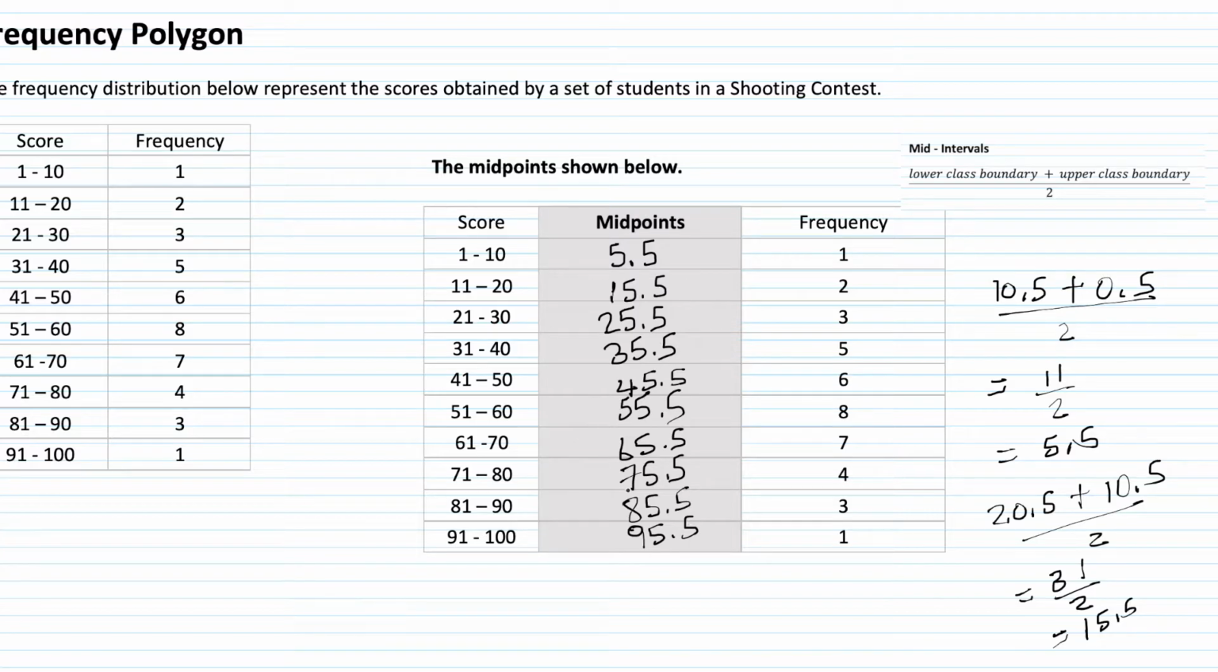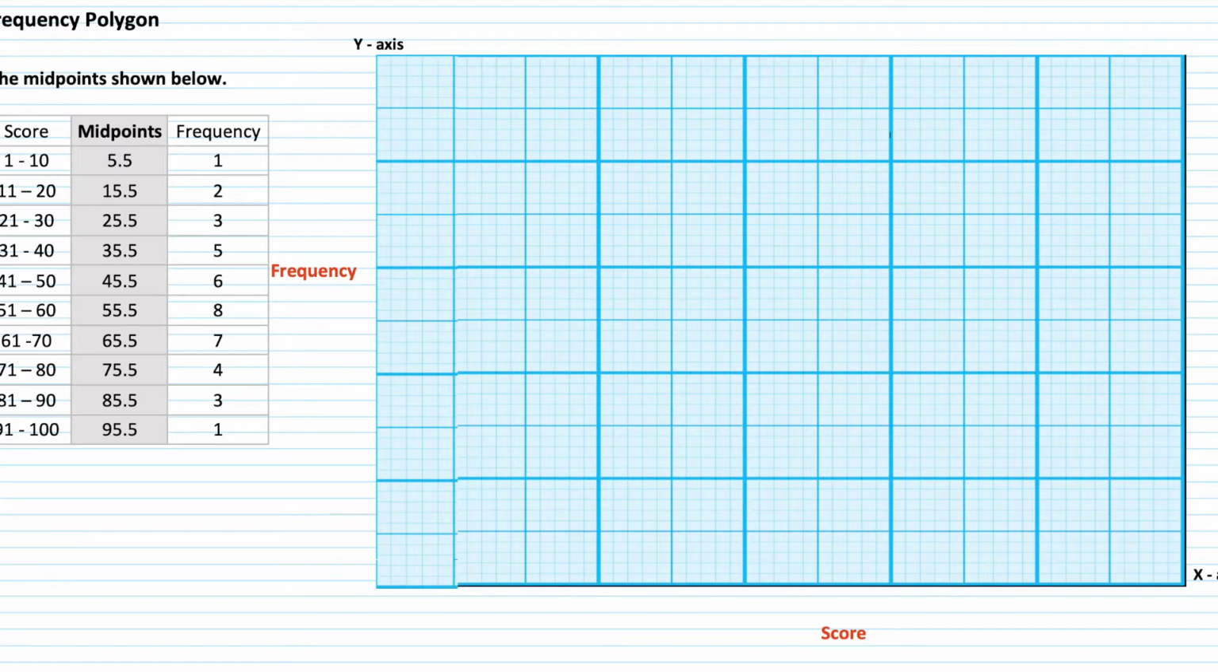So now that we have the midpoints, we can go and plot our frequency polygon using the midpoints for X and the frequency for Y on the graph sheet. Now we have to label our axes. On the X-axis, we're going to represent our scores, and on the Y-axis, we're going to represent our frequency. For the scores, remember that we're going to use the midpoints or the mid intervals.